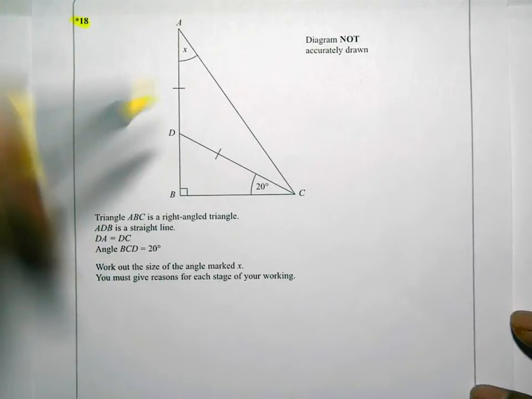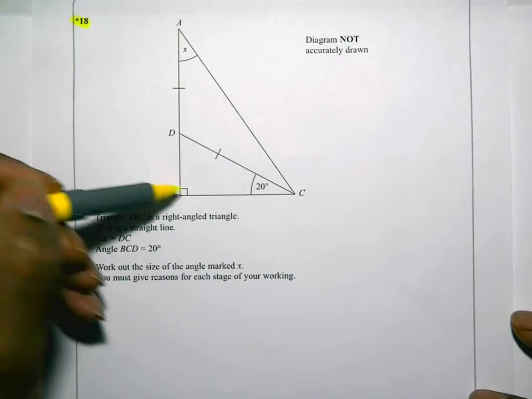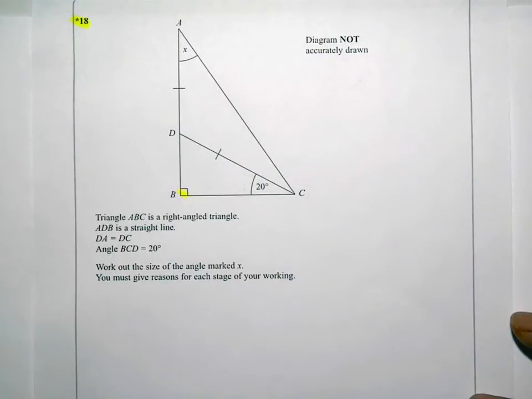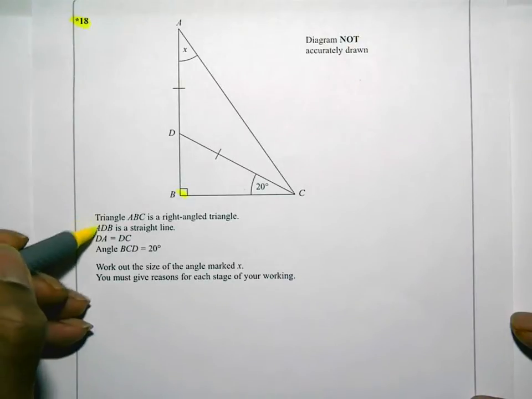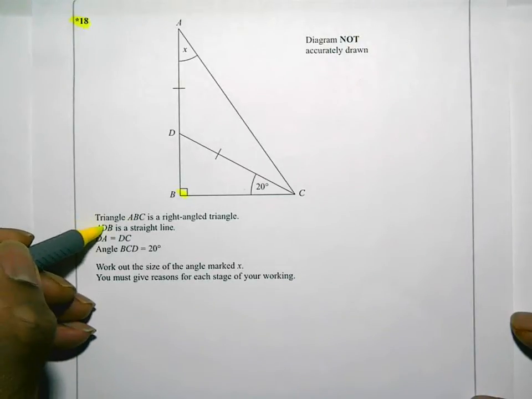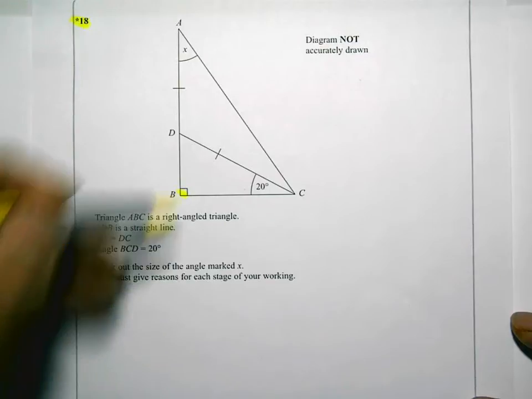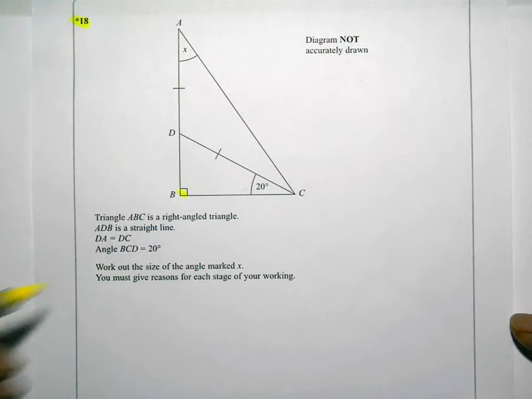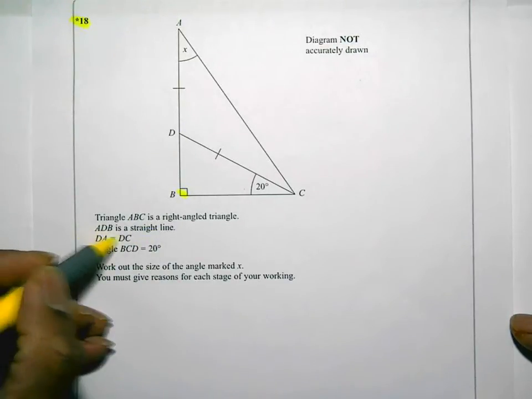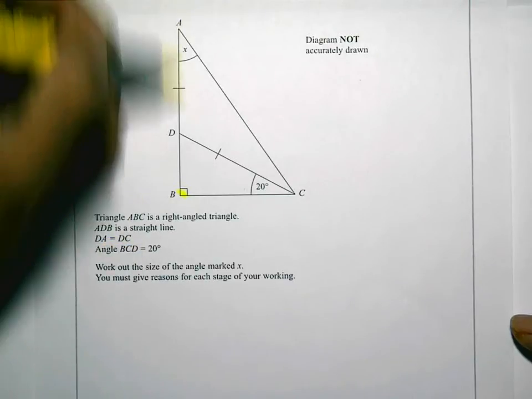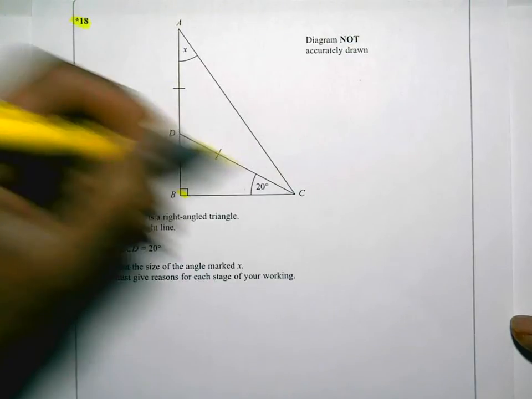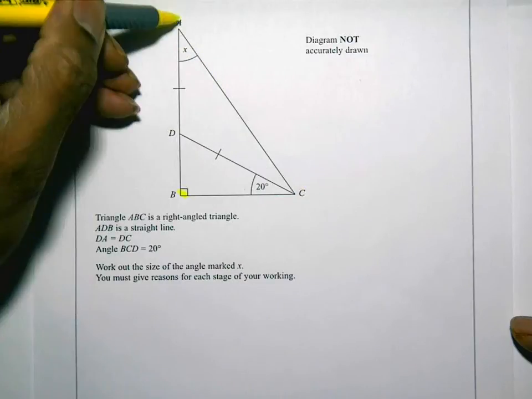The triangle ABC is a right angle triangle. That there is 90 degrees. I could see that with a little square. ADB is a straight line. DA is equal to DC. D to A is equal to D to C. So that means that that triangle there is an isosceles triangle.